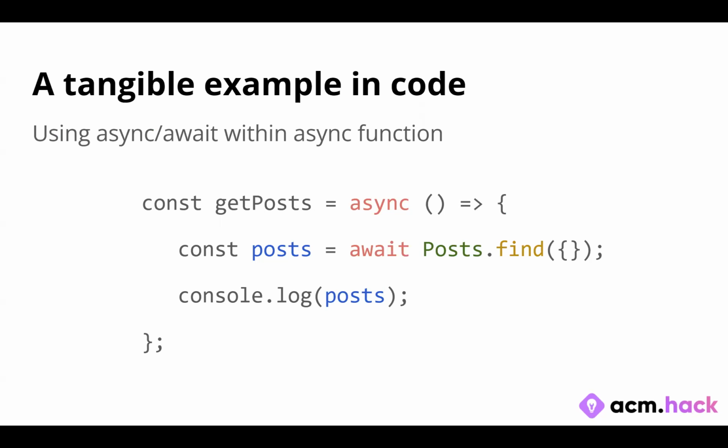After I've gotten all my posts, because it takes time, right? It's not instant. After I've gotten it, then I'm just going to console log. So this is an example of how we're going to actually put the async and await model into code. Does anyone have any questions on this slide?